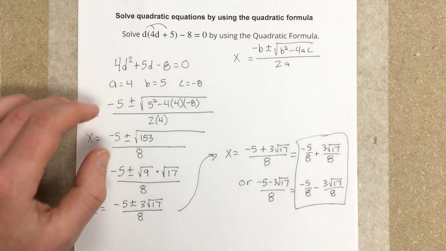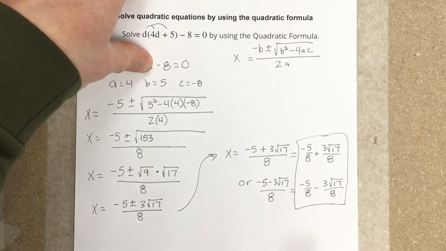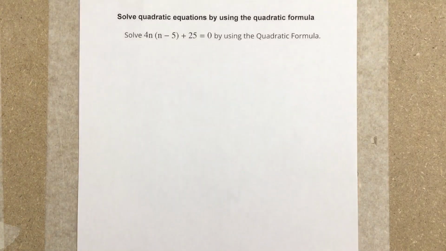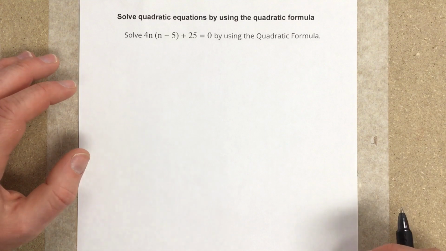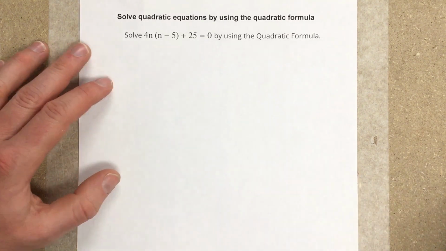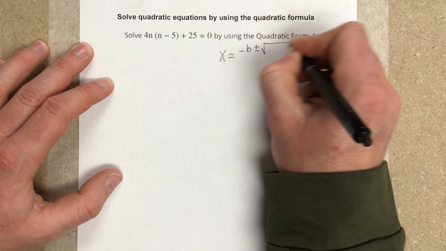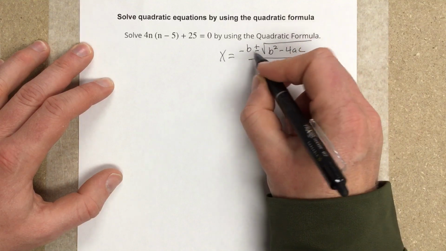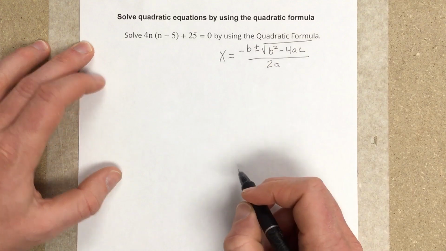Let's try another equation here. So now we have 4n times n minus 5 plus 25 equals 0. Again, we're going to write down the quadratic formula. I think you should write it down every time to help you memorize it. So negative b plus or minus root b squared minus 4ac all over 2a.